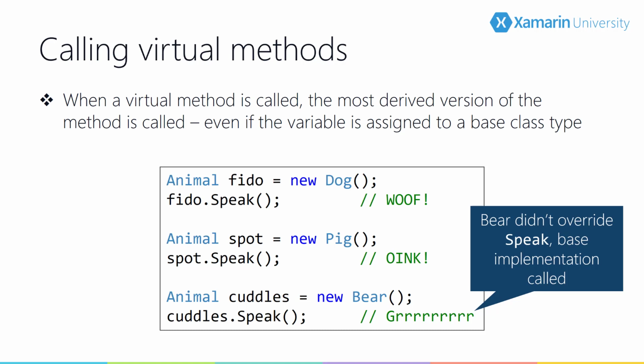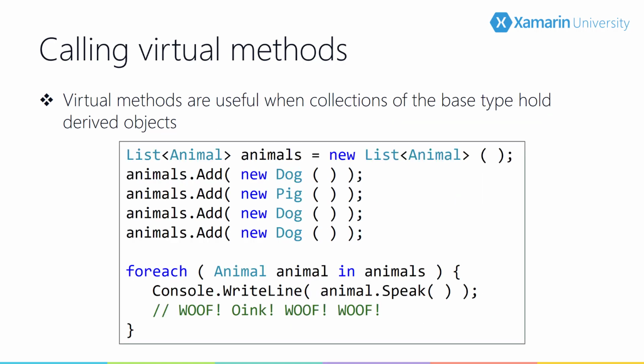I have Fido, Spot, and Cuddles, and they are of type animal, but they are references of dog, pig, and bear. And you can see when I call speak on them, they're saying their appropriate sounds because we overrode the virtual method of speak in each of these. And this is a lot cooler when you look at an example like this.